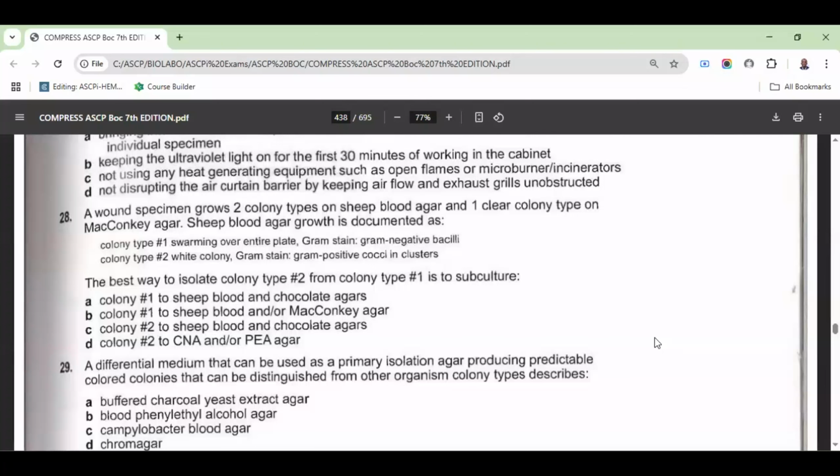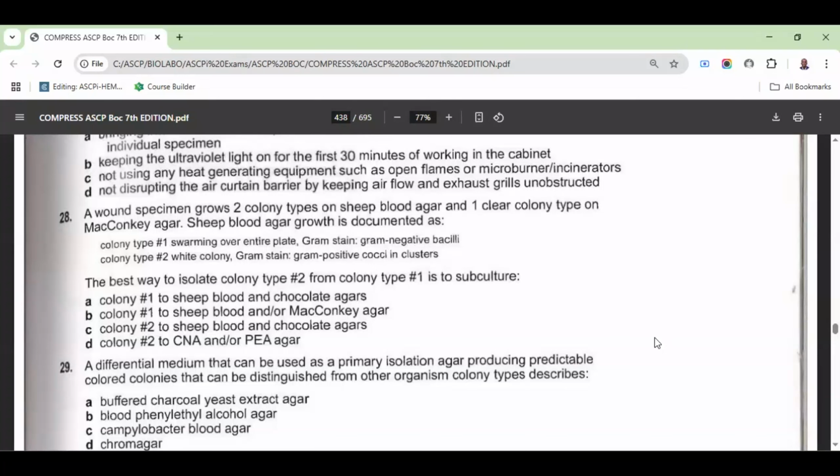For Proteus, it is used because it prevents the swarming problem. The PEA can grow gram-positive and prevent swarming. So that's why we can subculture the colony type 2 on these two, either CNA and the PEA.